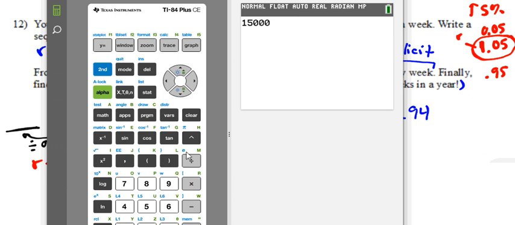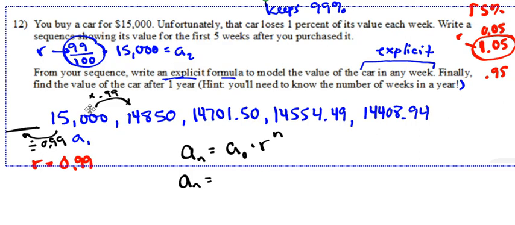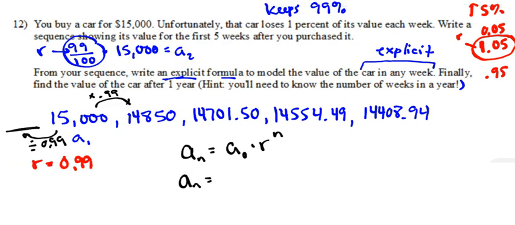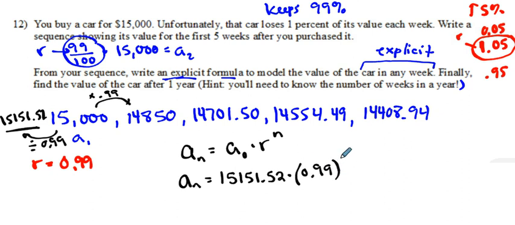So let's go to the calculator. 15,000 divided by 0.99 is 15151.51 and so on. I'm going to round it off to 15151.52. So that's our 0th term. 15151.52 times the ratio 0.99 to the nth power. There's an explicit formula for us.